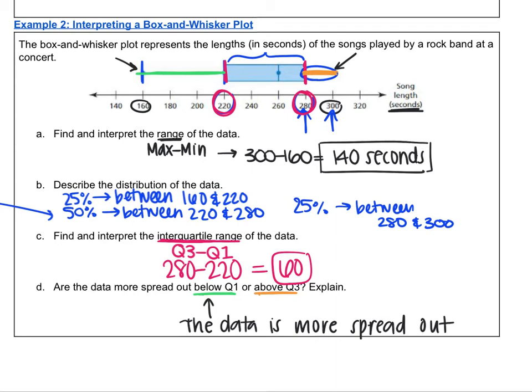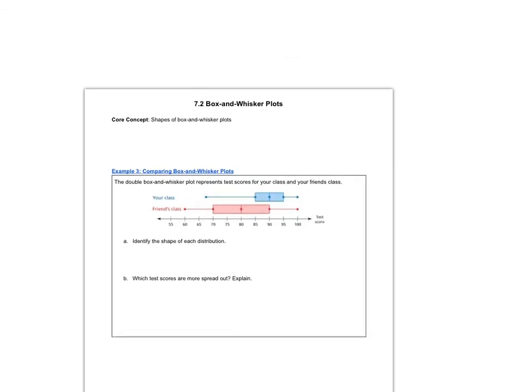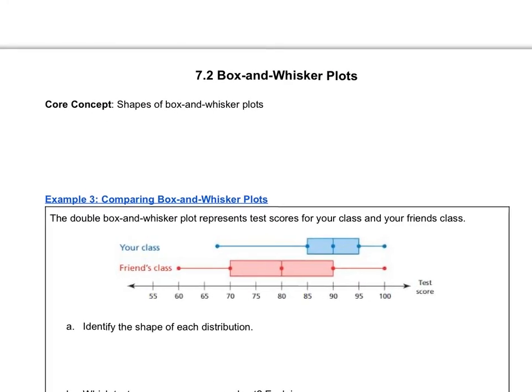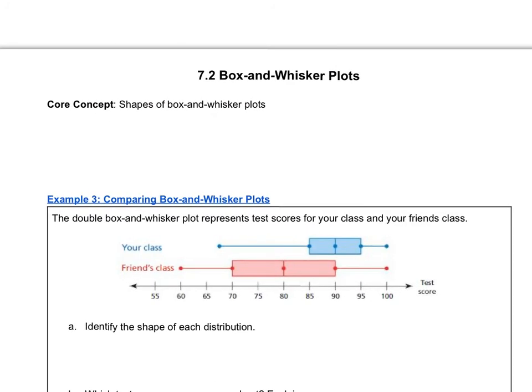So we have one more example left in 7.2, where we're actually going to look at the different shapes of distributions of box and whisker plots. So the first thing we're going to do is talk about the 3 different shapes we have, and then what that means. So the 3 different shapes we have are that our data could be skewed left. Skewed left is the first option. We'll draw a picture and talk about that.